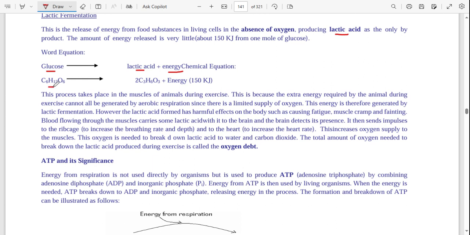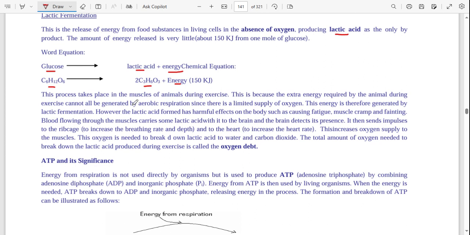This is glucose, C6H12O6. This is lactic acid, C3H6O3. Okay, and it's actually the same. Anyway, don't worry about that. So this is lactic acid, and then you've produced just a little energy. You can see there is no carbon dioxide being produced here. And it is important for you to understand where you use this reaction. This is going to take place in muscles.